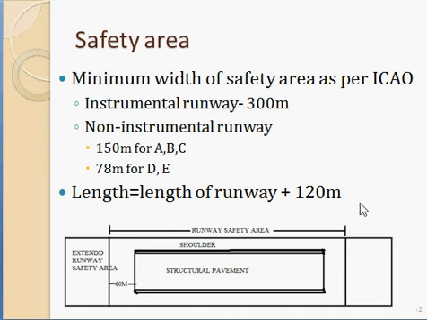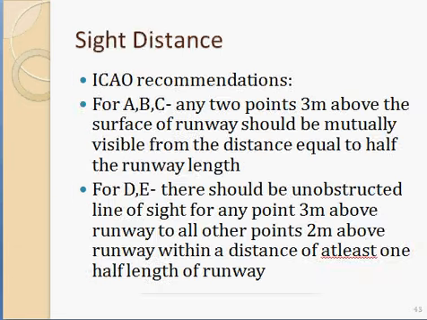Then the width of the safety area as per ICAO, there is a minimum value specified. For instrument runway, that is which is using instrument landing systems, you should provide minimum 300 meters width, and if you are using non-instrument runway, the minimum width is 150 meters for A, B and C types of airports, and it should be minimum 78 meters for D and E types of airports.